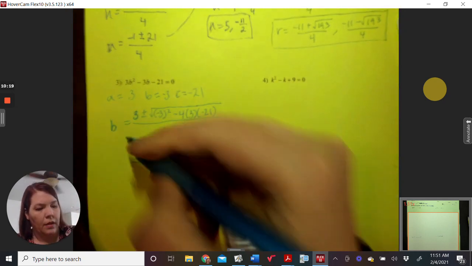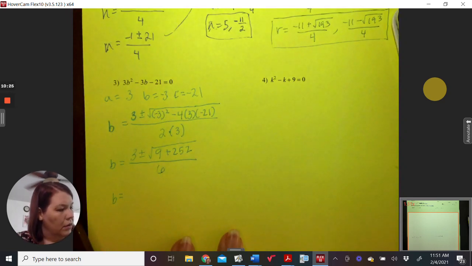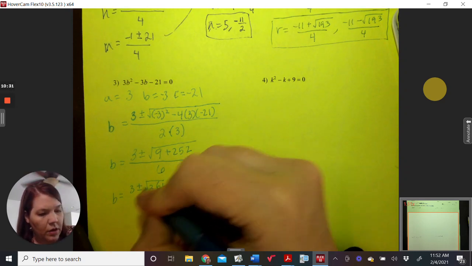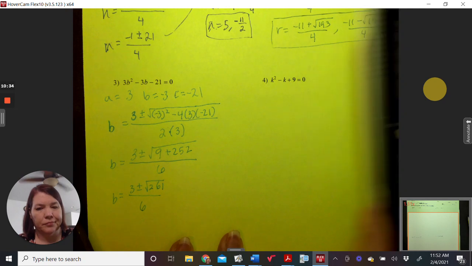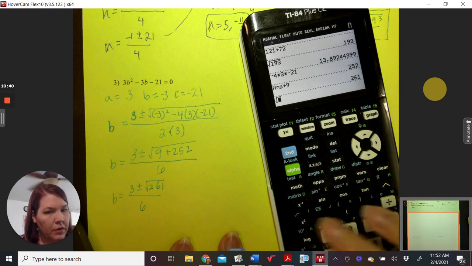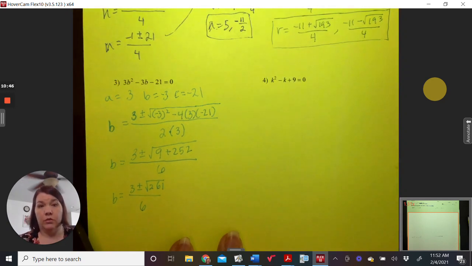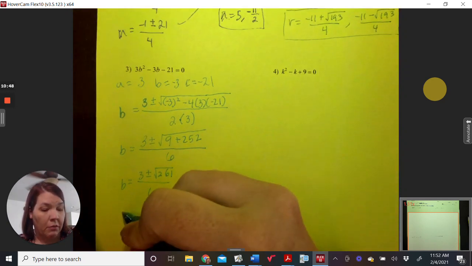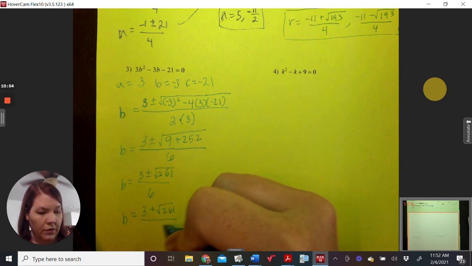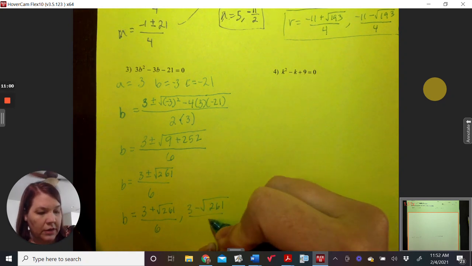Equals 3 plus or minus the square root of 261 over 6. My square root button right there, 261. Again, decimal, so I'm finished. And I'm going to write my answer out twice so I remember that I have two answers. It's 3 plus the square root of 261 over 6, or 3 minus the square root of 261 over 6. You can see why we want a shortcut to writing that down.